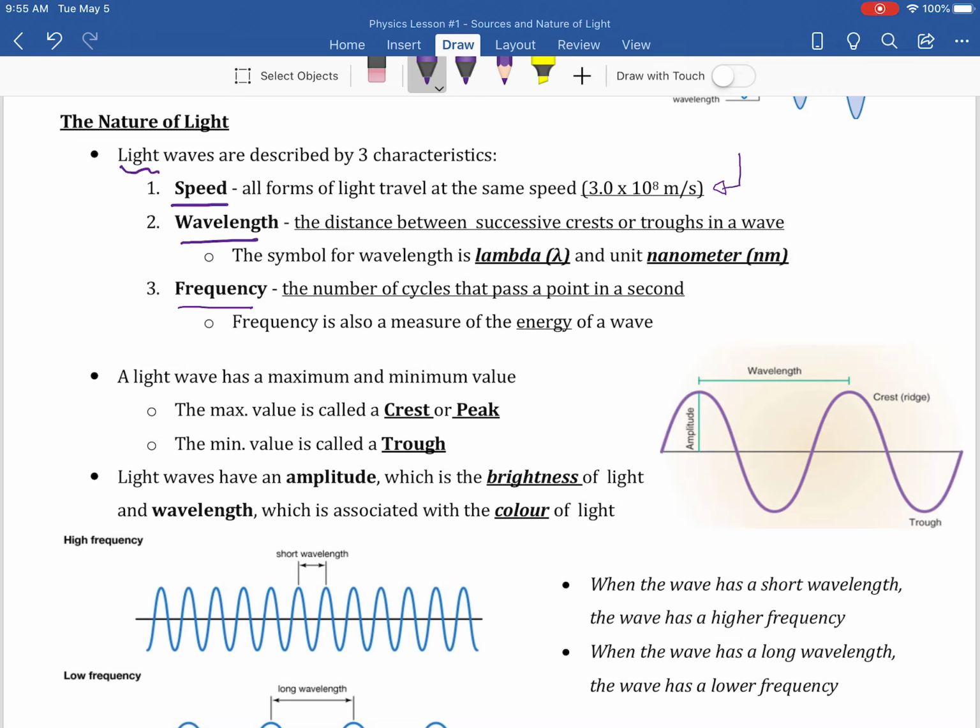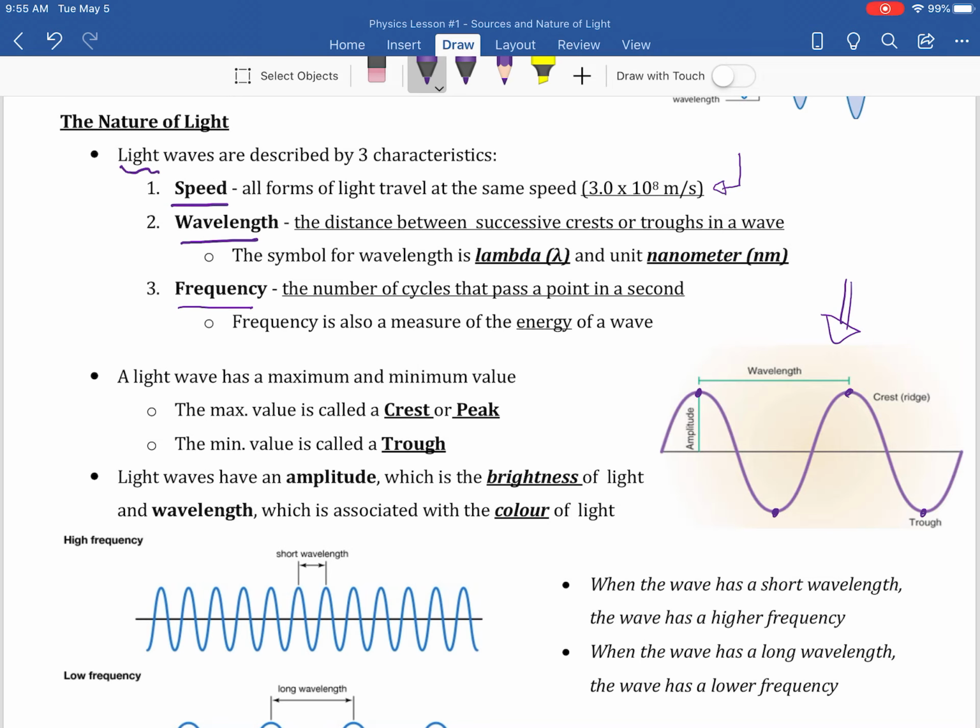Then we have wavelength. Let me just refer you to this diagram right here. A wavelength is the distance between two crests, which are the top part of the wave, or conversely, two troughs, so two bottom parts. And so that's what the wavelength is.